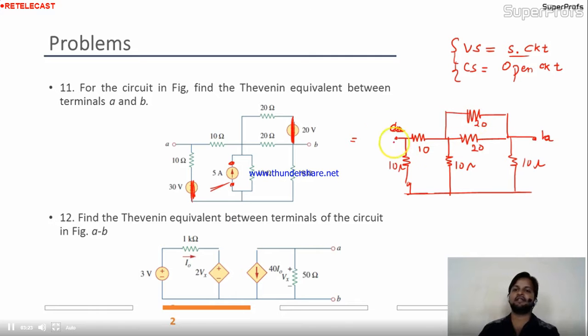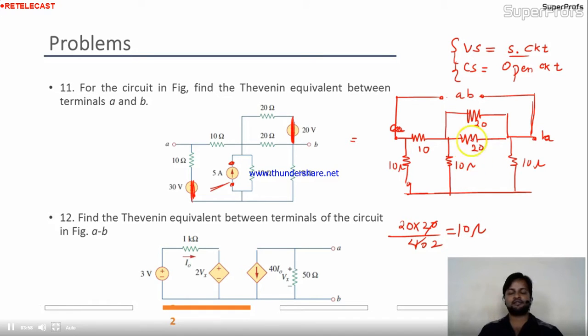Now see friends, across A and B we have to calculate the RTH, right? So these 2 points will be constrained in the circuit. We have to keep this point as it is, and then calculate the value of resistance. So this 20 and this 20 are connected in parallel, so the resultant is 10 ohm. Why? Because 20 into 20 divided by 20 plus 20 means 400 by 40, and this is nothing but 10 ohm. Okay, so can I replace these two by a single branch over here?